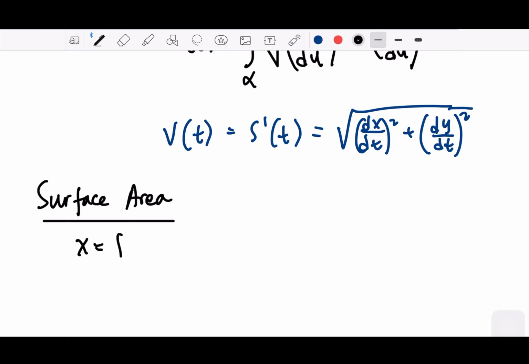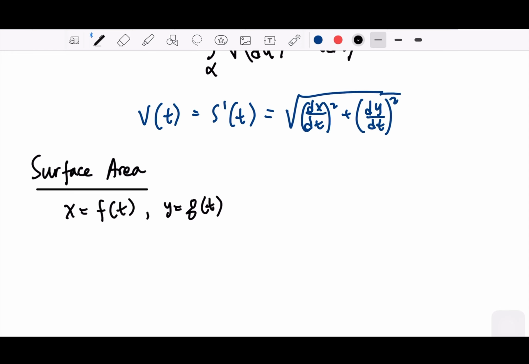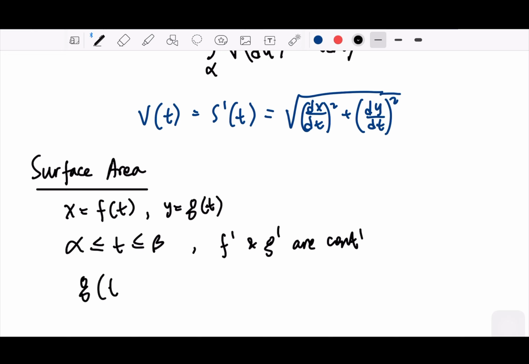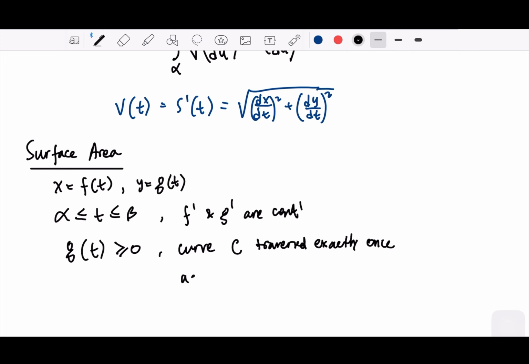Let me just write. This is actually the same thing. Suppose this is the function of t, and f prime and g prime are continuous, and g(t) is positive, and curve C traverses exactly once as t increases from alpha to beta.